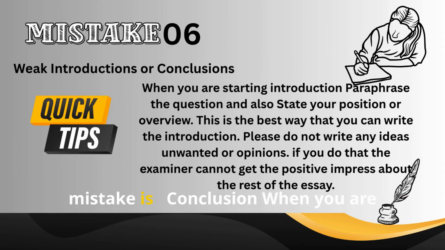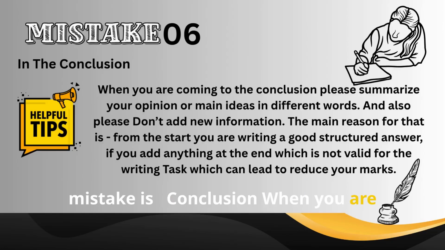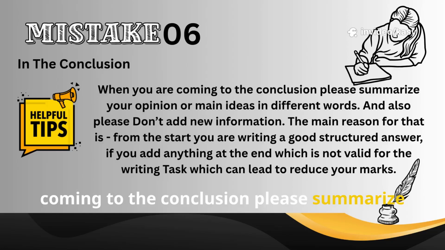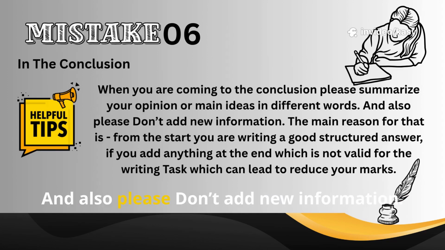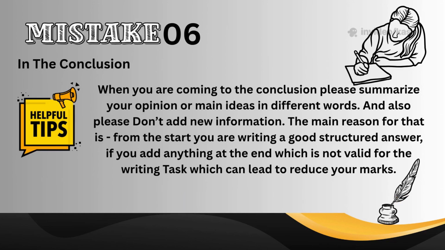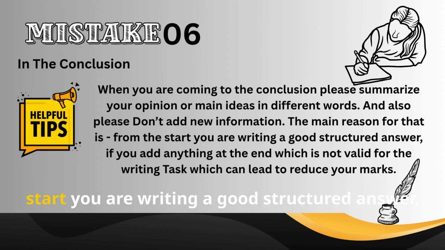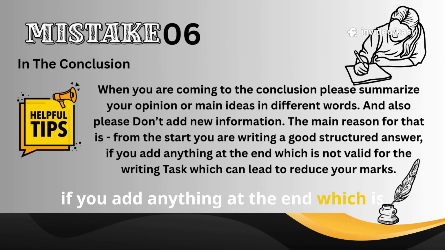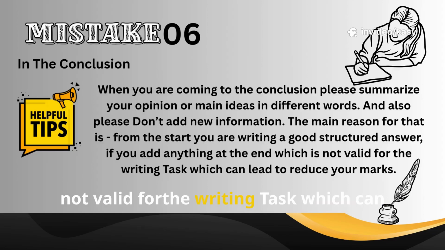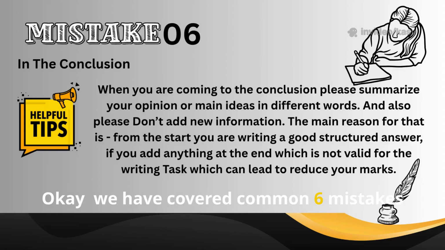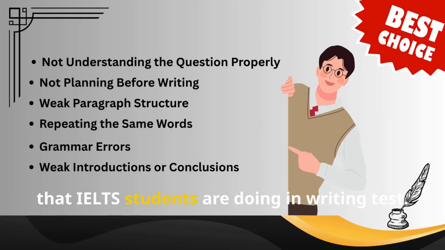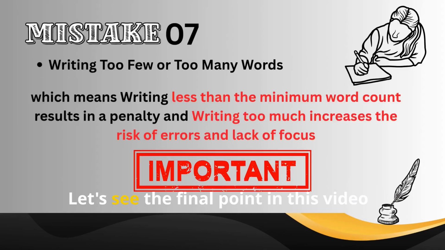And the next key thing in this mistake is the conclusion. When you are coming to the conclusion, please summarize your opinion or main ideas in different words. And also please don't add new information. The main reason for that is, from the start, you are writing a good structured answer. If you add anything at the end which is not valid for the writing task, it can lead to reduced marks. Okay, we have covered the common 6 mistakes that IELTS students are making in the writing test. Let's see the final point in this video.